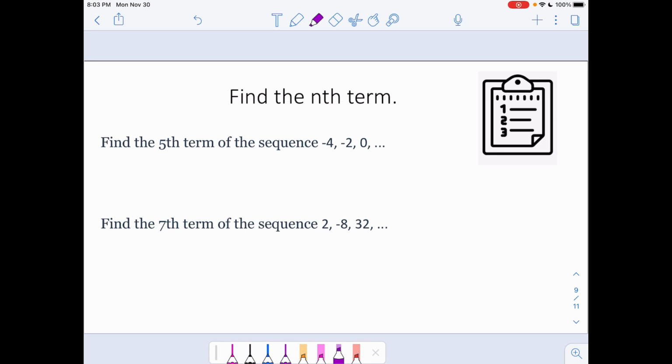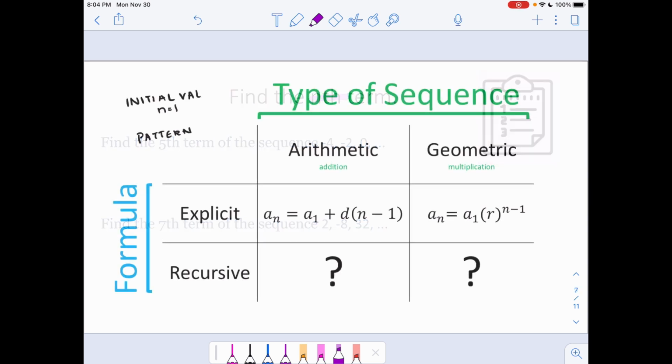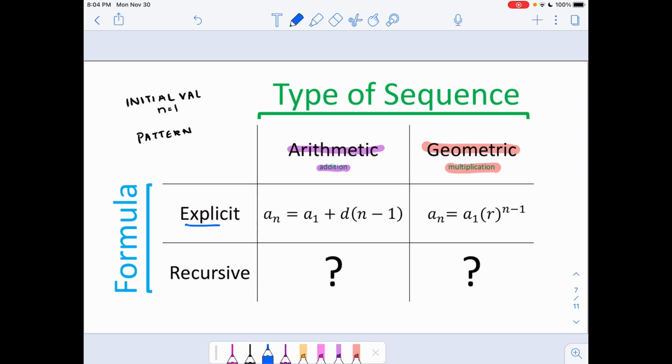Today we're going to learn how to use an explicit function to find the nth term. Before we do that, let's take a quick review of our vocab. An arithmetic sequence means constant addition. A geometric sequence means constant multiplication. And when you're writing these in the explicit formula, it's composed of two things: an initial value and a pattern.